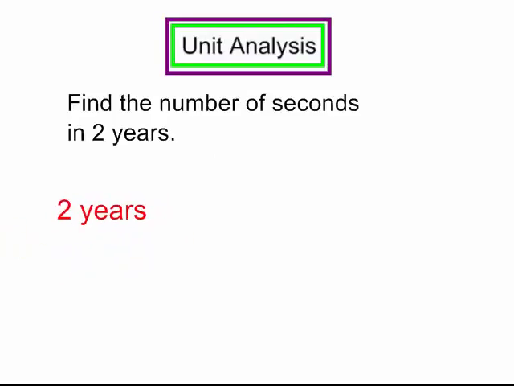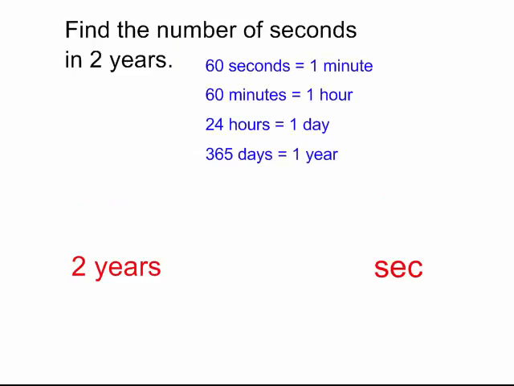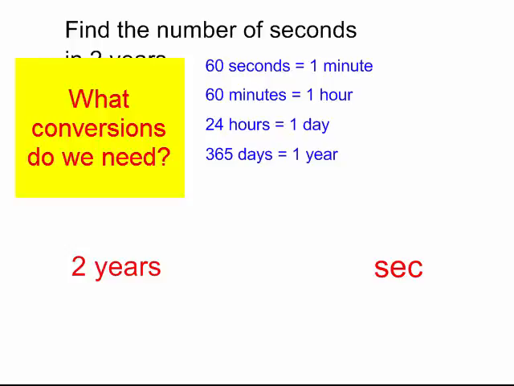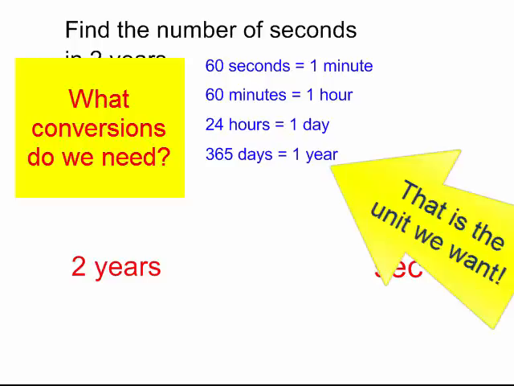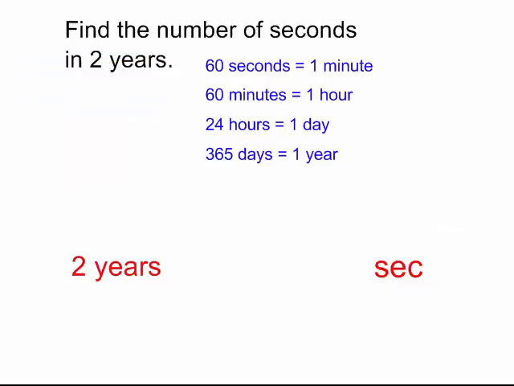Find the number of seconds in 2 years. So I am beginning with years, and I want to end with seconds. I know there are 60 seconds in a minute, but I want years. Oh, what do I know about minutes? I know there are 60 minutes in 1 hour. But once again, I want to know about years. There are 24 hours in 1 day, and there are 365 days in 1 year. I need lots of conversions in this problem.